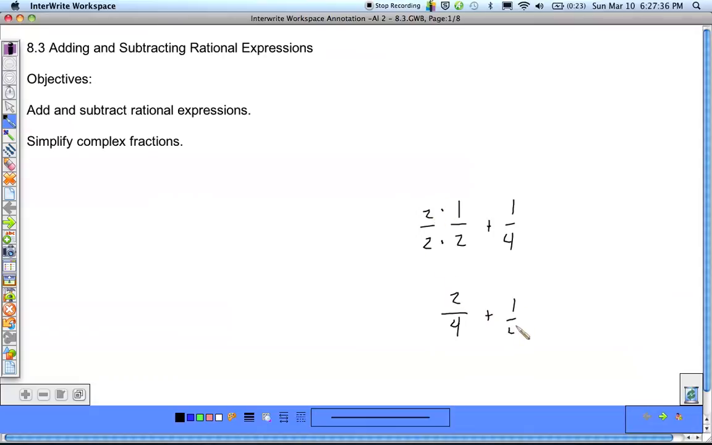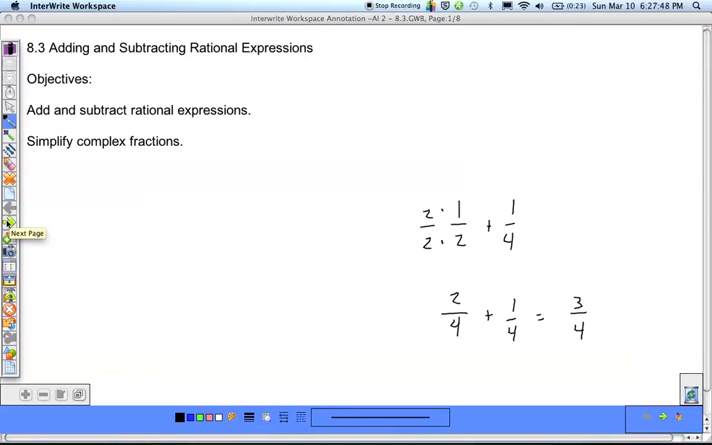And then we just go through, and once we see that we have the two fractions with a common denominator, it's just a matter of being able to add the numerators. 2 plus 1 is 3/4. So we're just going to take a look at being able to do this with rational expressions.